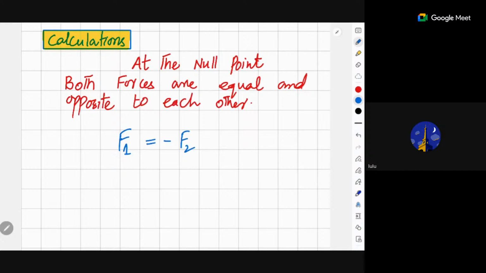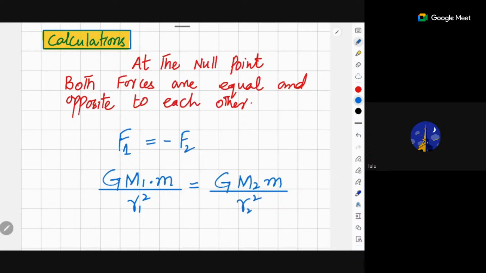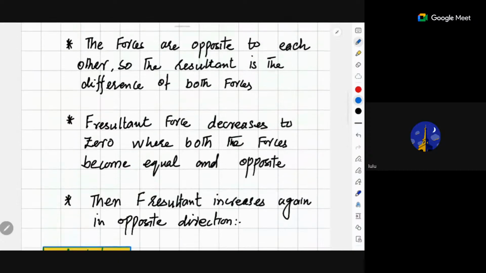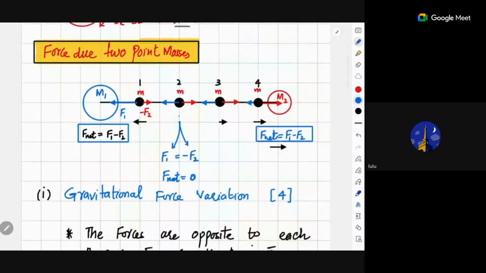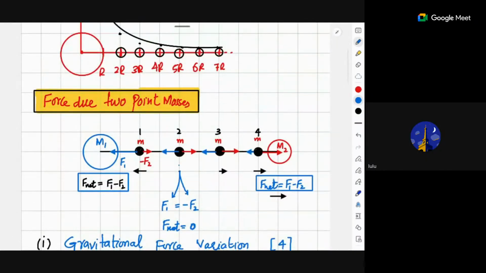So I can say that this was basically G mass of planet 1 into mass of the test mass divided by R1 square, and that is G M2 small m divided by R2 square, right? This is the point where both the forces are equal and opposite.